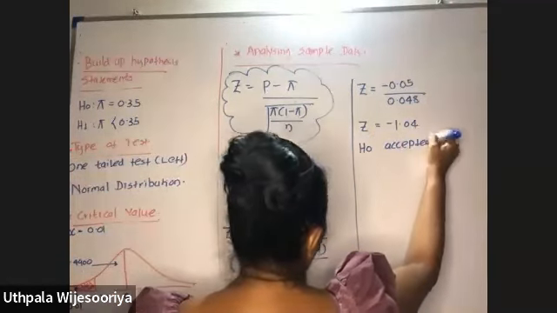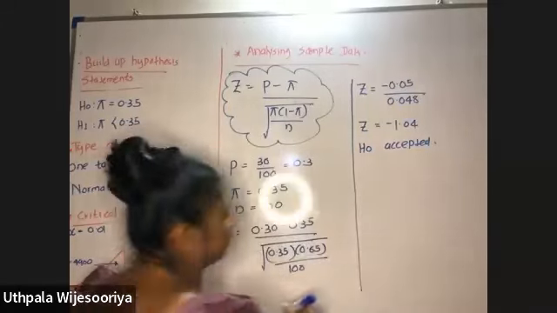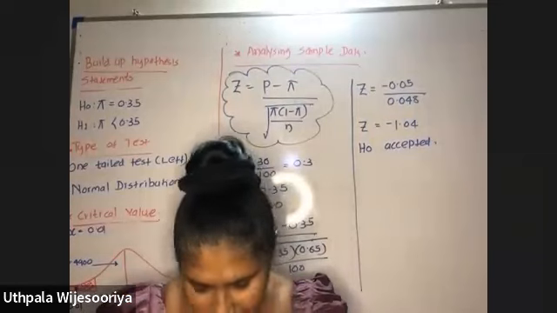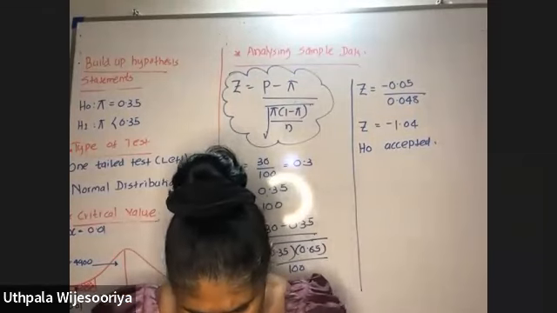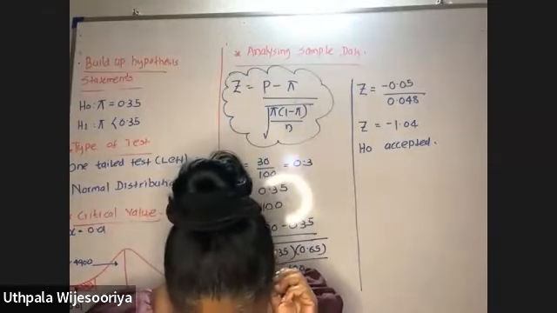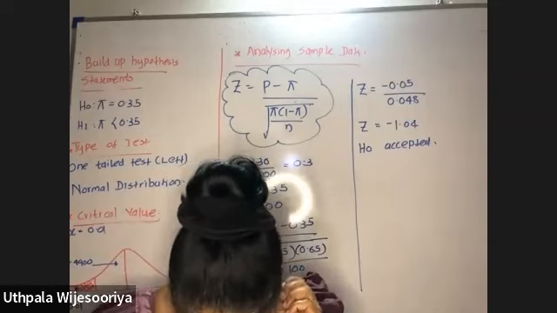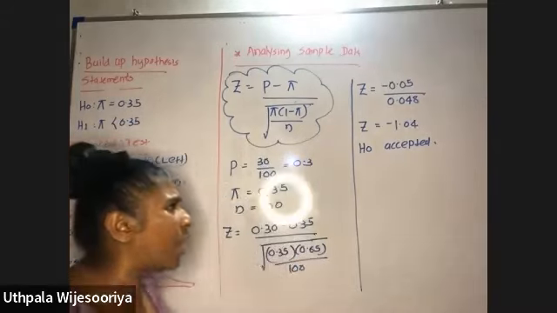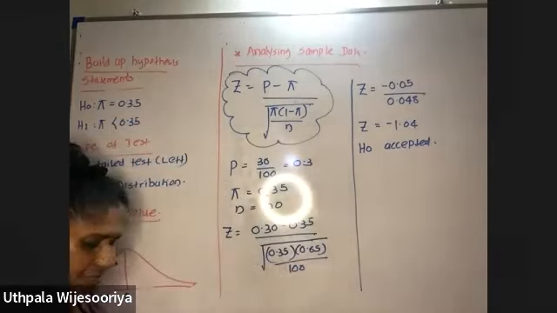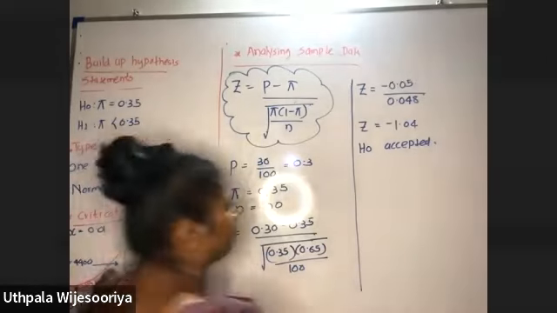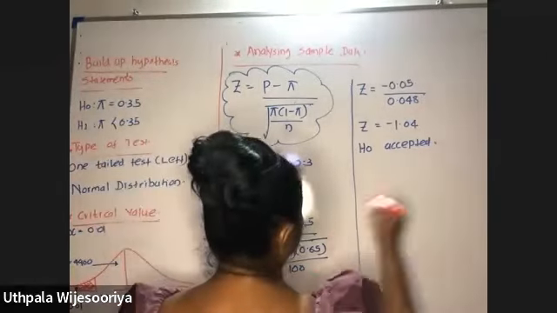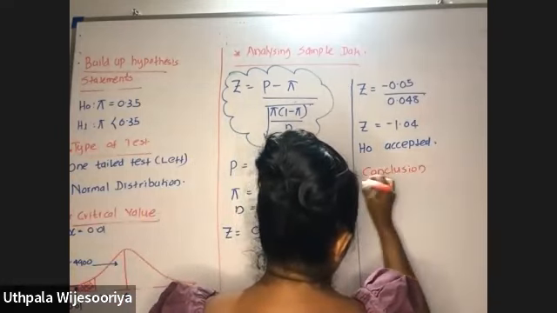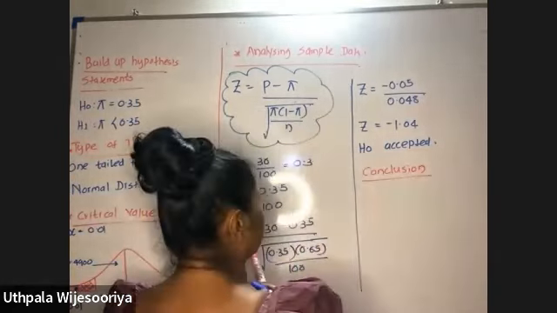It's not accepted. If it's not accepted, what will happen? The producer's claim is true at the 1% level of significance. Conclusion: the producer's claim.